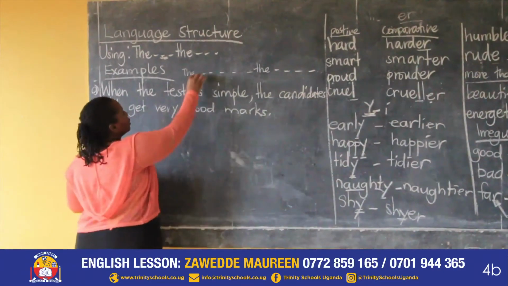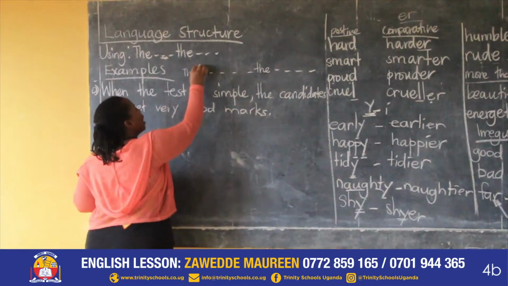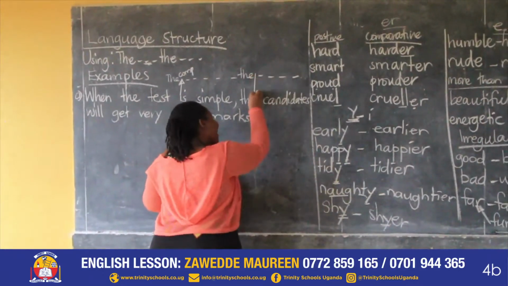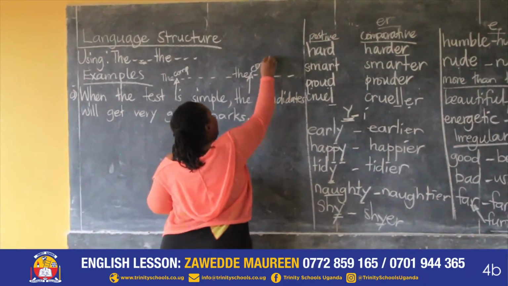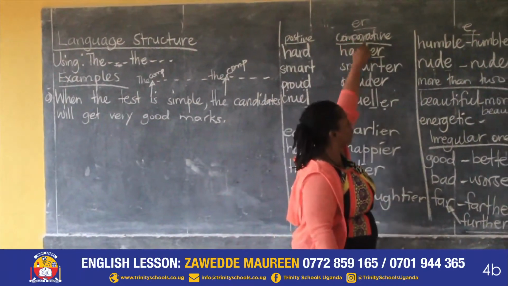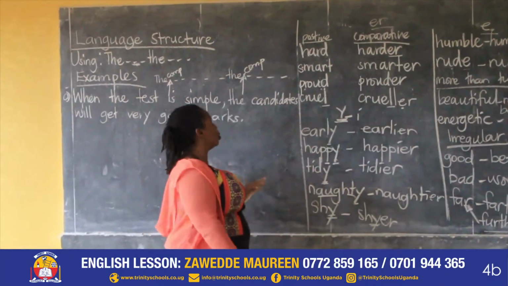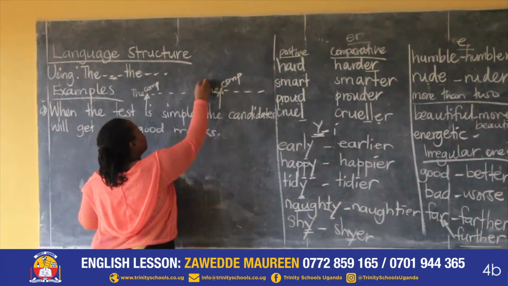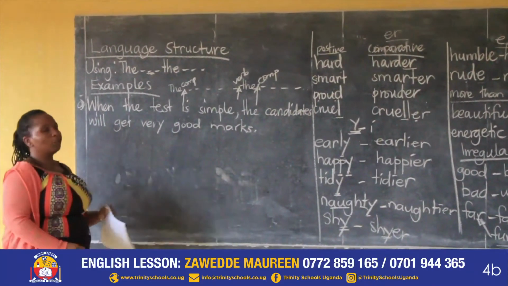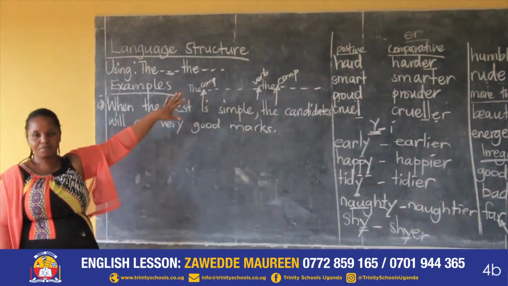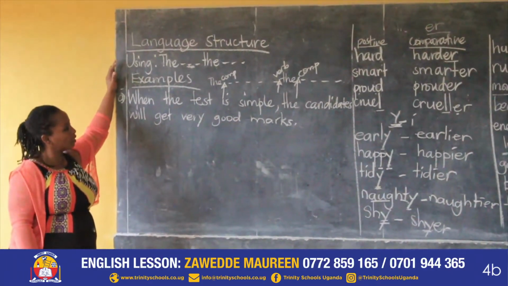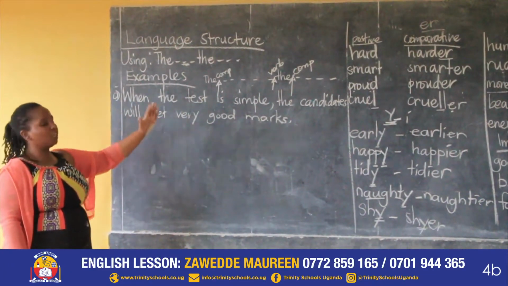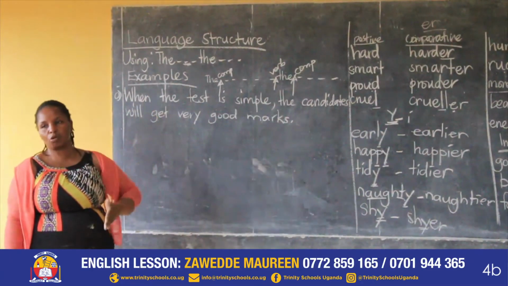What I do is, the setter needs here a comparative. The setter needs there a comparative. Again, the setter needs here a comparative. The comparatives are these ones that we have been looking at. This is how we should learn to plot. And here, there is a verb. You get your pencil, you are going to plot. Ask yourself, when the test is simple, the candidates will get very good marks. What leads to the other? What happens first, then the other thing also happens.